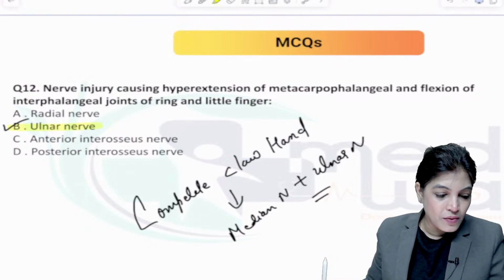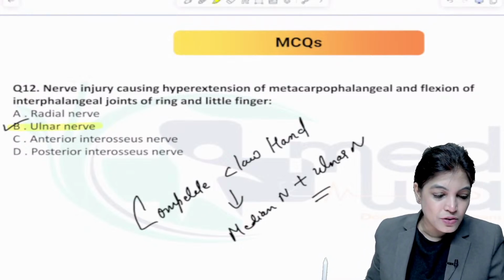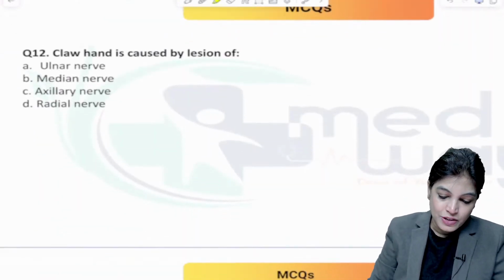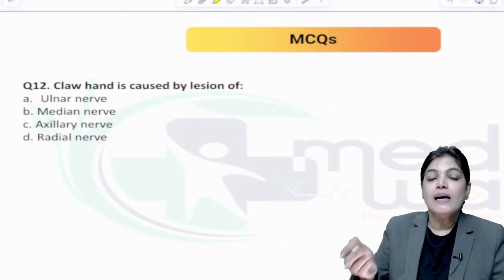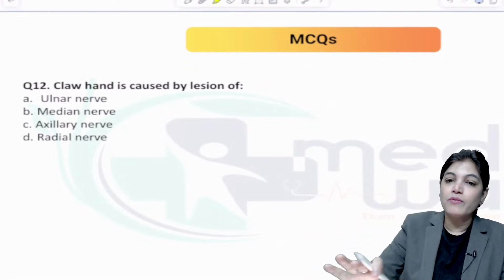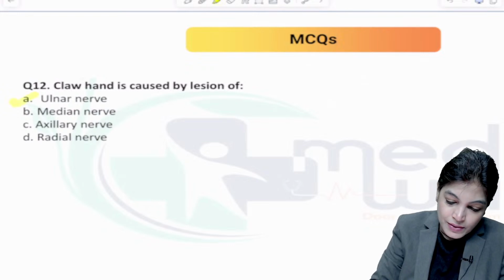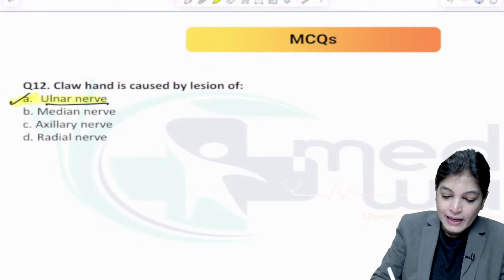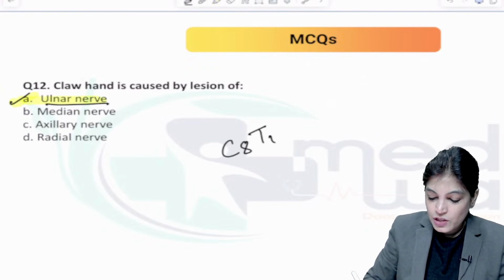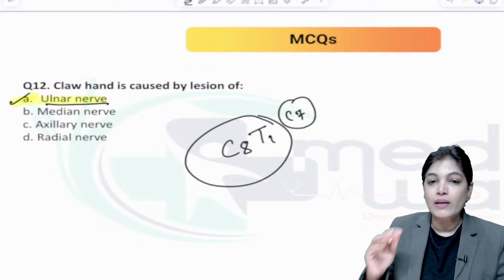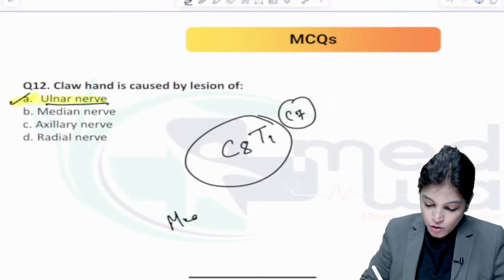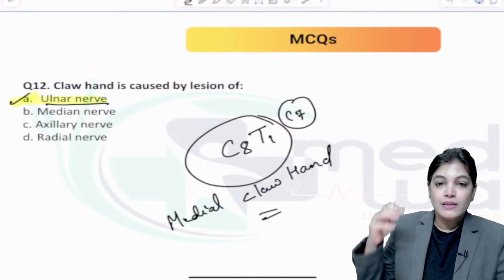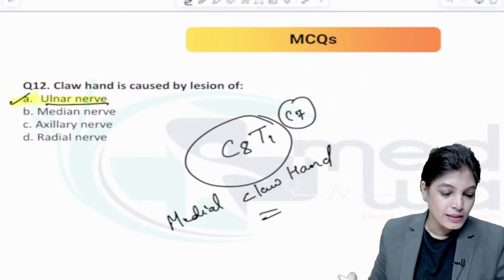Okay? I think most of you must have marked the right answer. Now, claw hand is caused by a lesion of either median or ulnar nerve. In the options we have median nerve and ulnar nerve. In that case, you will definitely go with ulnar nerve as the right answer. Why ulnar nerve? Because more commonly the ulnar nerve, root value C8 and T1, in bracket C7 mainly C8 and T1, is involved, and medial claw hand is more common than lateral claw hand. So whenever we talk about claw hand, the first thing which comes to mind is ulnar nerve. So ulnar nerve will be the right answer.